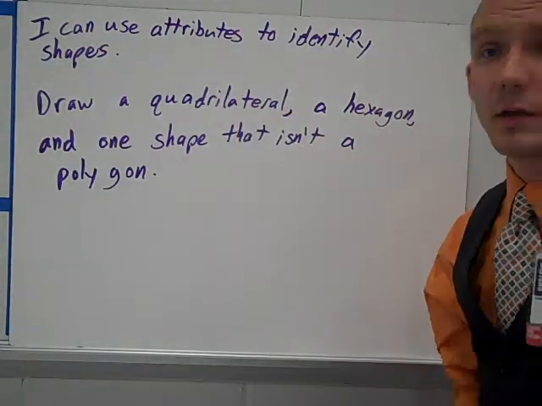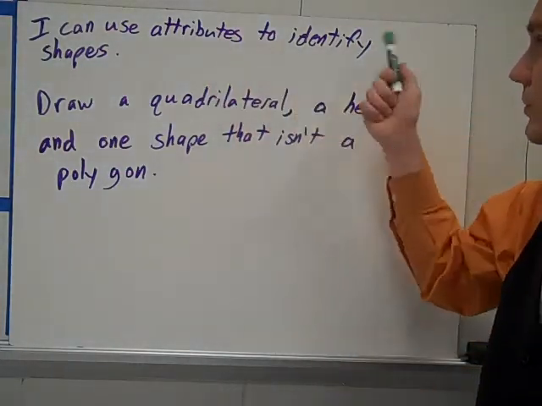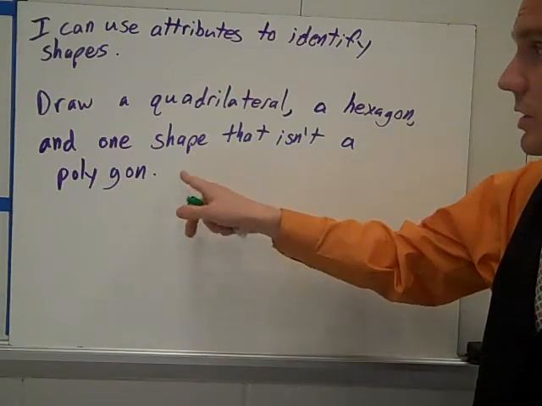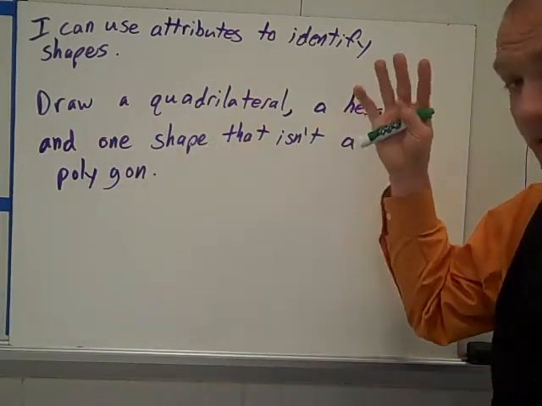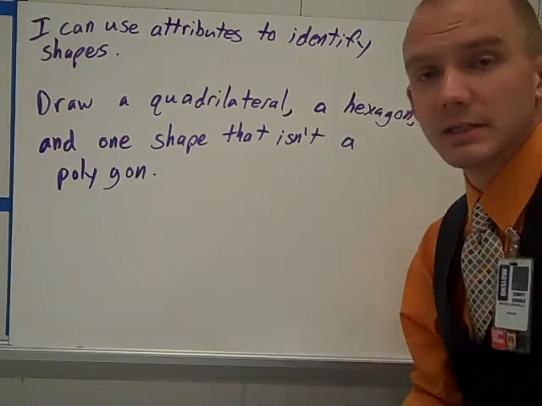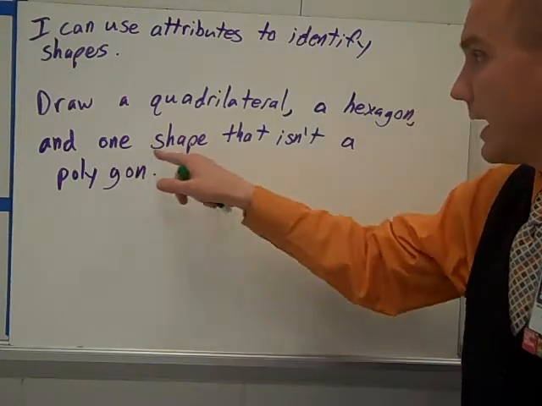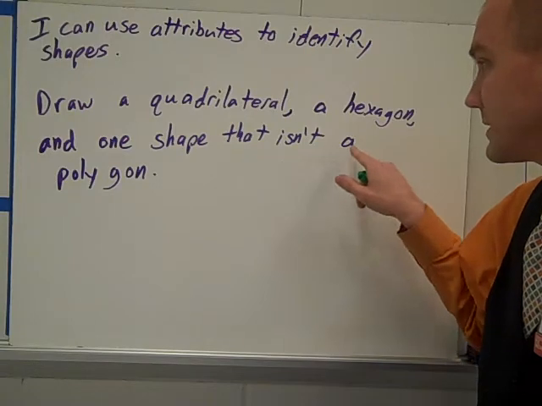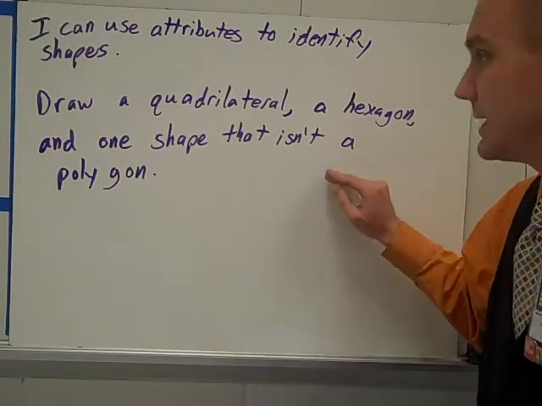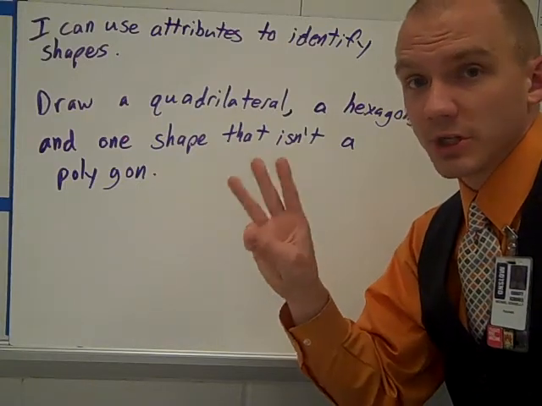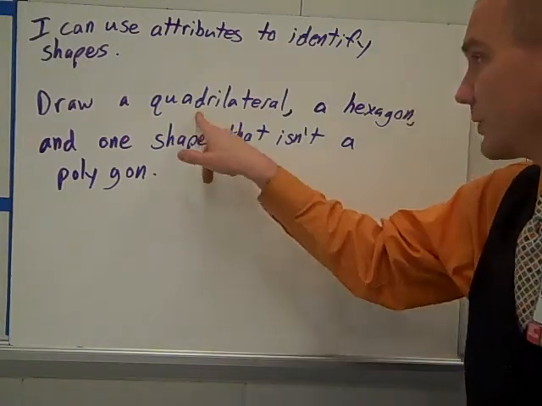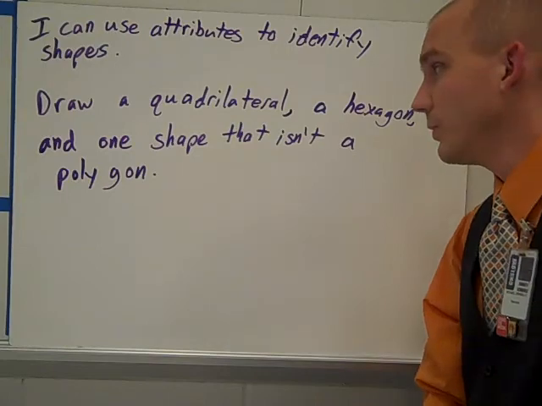Here's your learning target. I can use attributes to identify shapes. This is all I want you to do. Draw a quadrilateral, 4 sides, a hexagon, 6 sides, 6 angles, and one shape that isn't a polygon. You're going to draw 3 shapes, 2 polygons, quadrilateral, hexagon, and then one that is not.